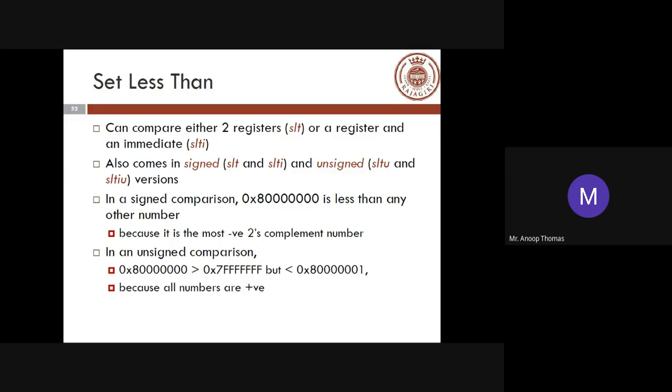So you can expect ABCD choice questions. You can expect questions based on these kinds of numbering systems. Anyway, coming back, because it's a negative 2's complement number, unsigned number comparison is a completely different scenario because this is considered a positive number, so you have greater numbers and lesser numbers. So that's the difference between SLT, SLTI, and SLTU, SLTIU, signed and unsigned.